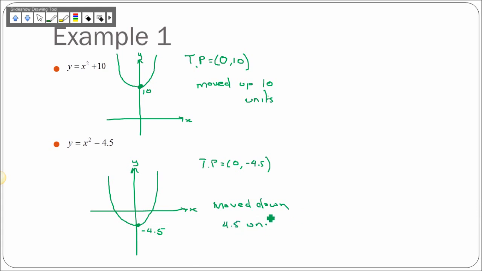4.5 units. So again, exercise 6b is simply just providing another chance for you guys to practice these graphs and trying to memorize exactly what happens when you add, subtract, or even multiply different numbers into your equation.